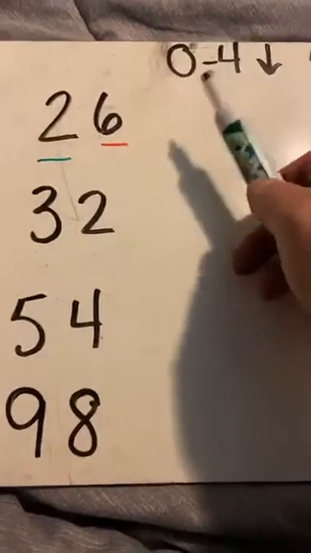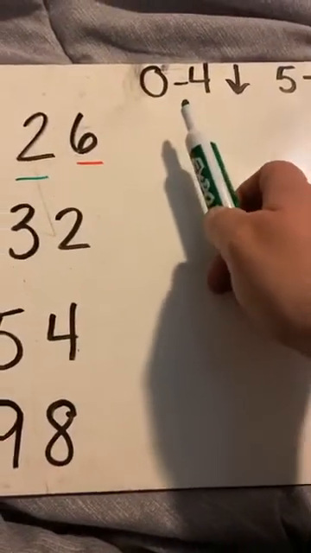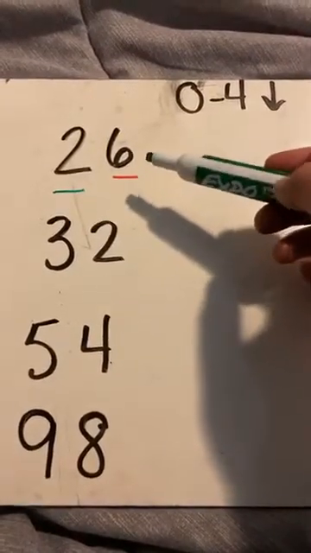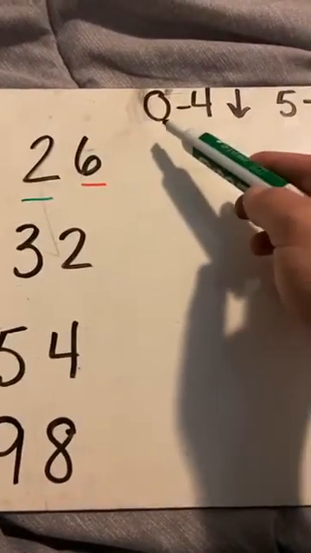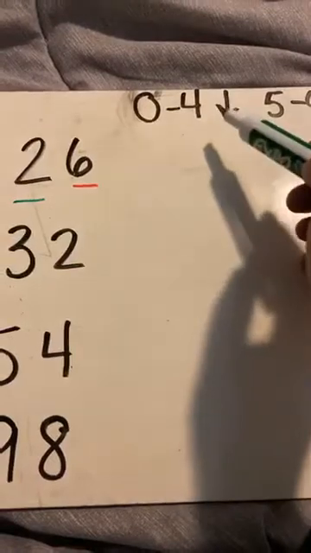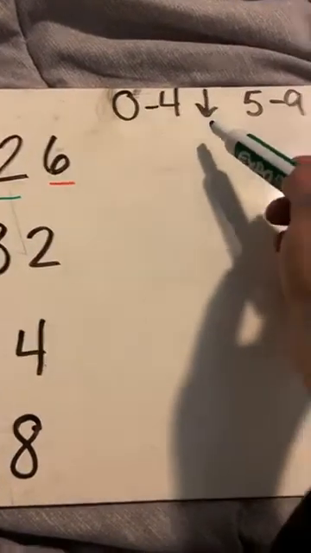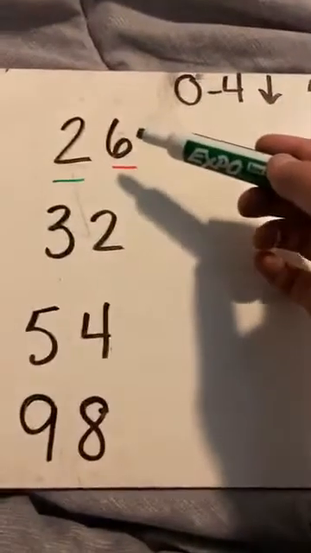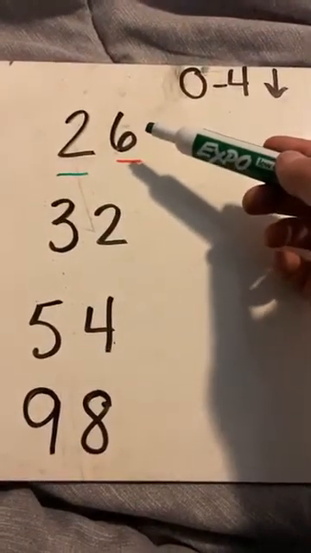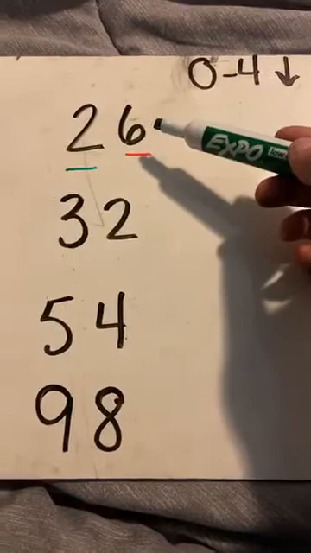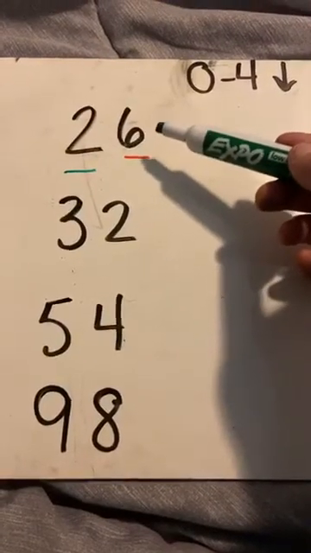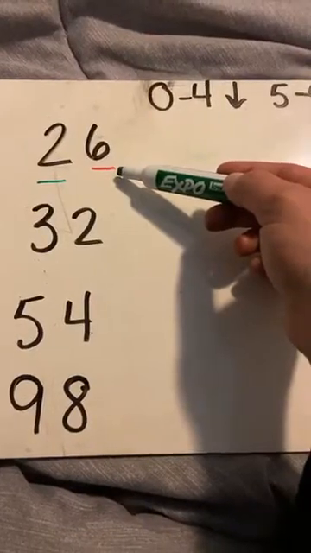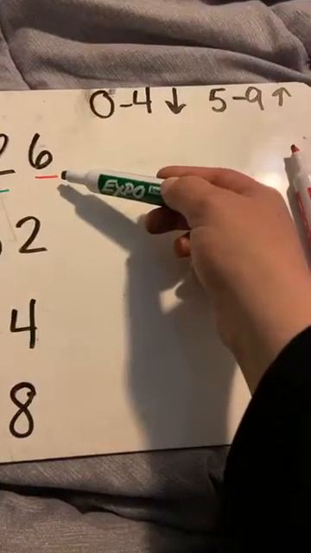Now, there is a rule when you're rounding. In this case, we're rounding to the nearest 10. So if your ones digit is a number between 0 and 4, you round down. If it's 5 through 9, you go up. So 26, I need to decide, is this closer to 30 or is this closer to 20? Well, I can look at my number, and my number is a 6. So that would be over here.